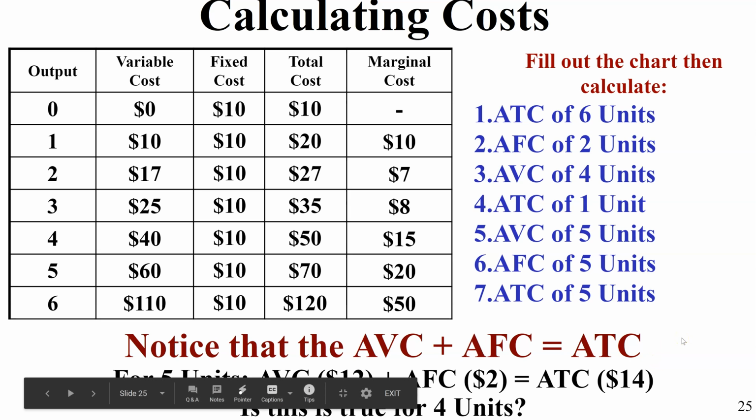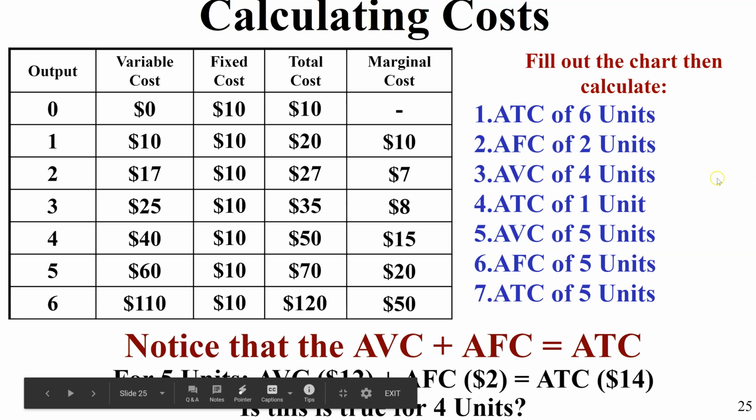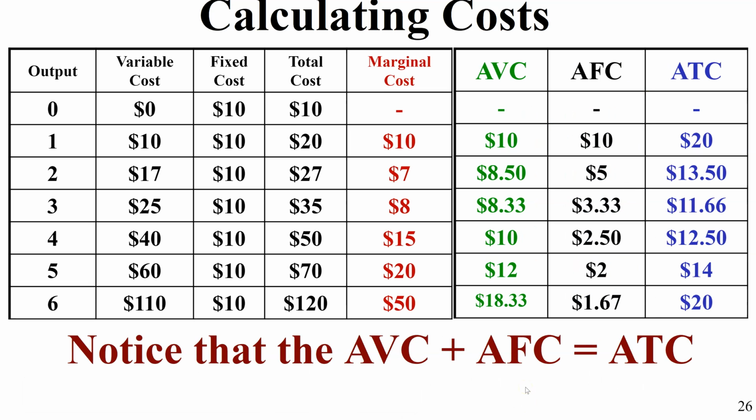Notice here for 5 units, average variable cost is $12, average fixed cost is $2. You're going to get an ATC of $14. That's not necessarily going to be true for 4 units. You're going to have to look at what the average variable cost is for those 4 units versus 5, and then the average fixed cost for those units. So you want to calculate those based on the output each time, in order to see how that breaks down per unit.